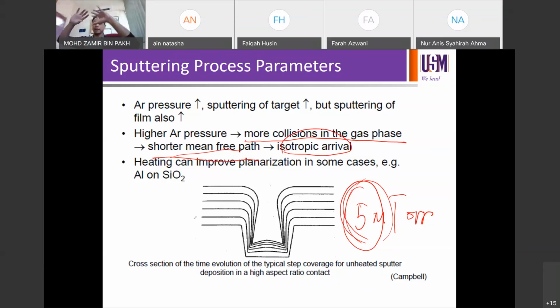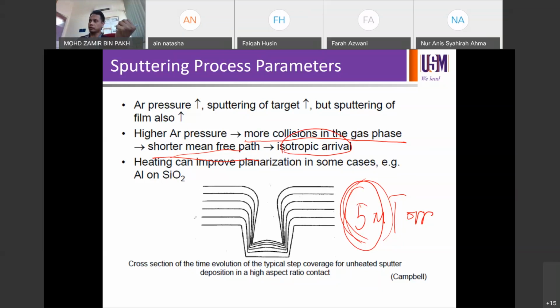Okay, sebab dia ada banyak collision, dia macam is going everywhere. So going everywhere will help to introduce a more isotropic deposition. So that doesn't mean if you introduce higher pressure is bad for the deposition. It depends on what you need on your deposited layer.